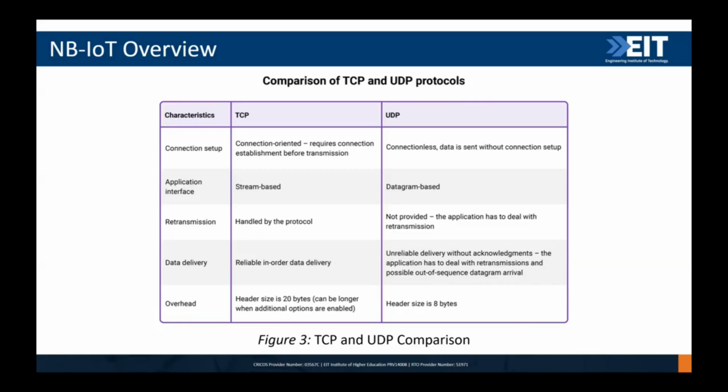Overhead: TCP attaches its header, which is 20 bytes long. However, the UDP, as we said, is shorter. Header size is only about 8 bytes.